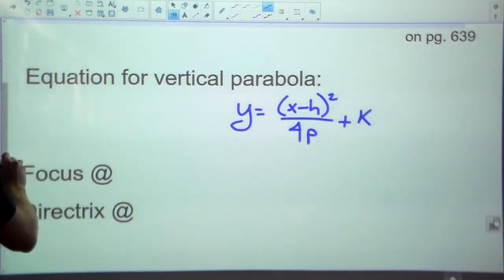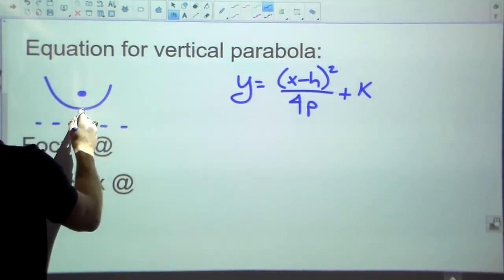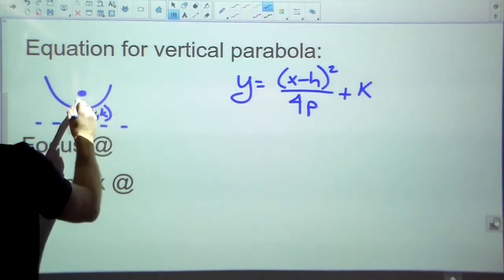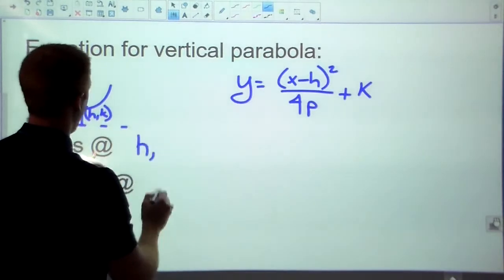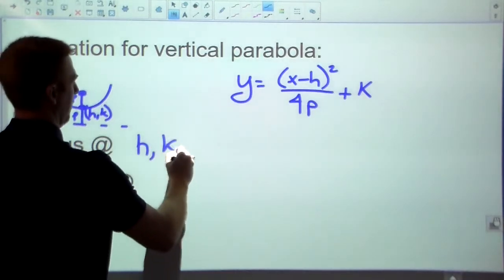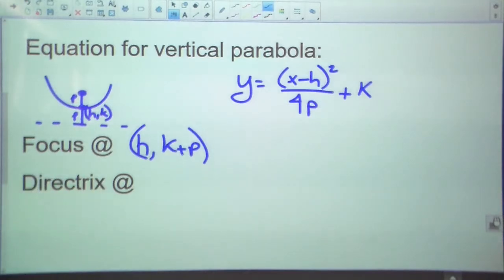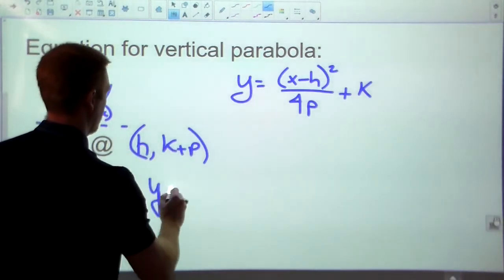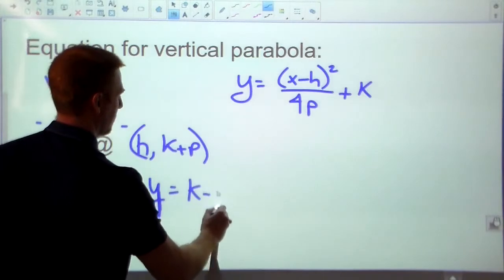Now your focus, just a quick little sketch. Your focus is up here, your directrix is down here. Here's h, k, and that distance is p, the direction you go. So the focus is going to be the same value horizontally, so h, but it's going to be k plus p as you go up. The directrix, the first time I've actually written that out for you, that's how you spell it. It's a horizontal line, so there is no x to worry about. It's just y equals, whatever your k value is for the vertex and p below that, so k minus p.